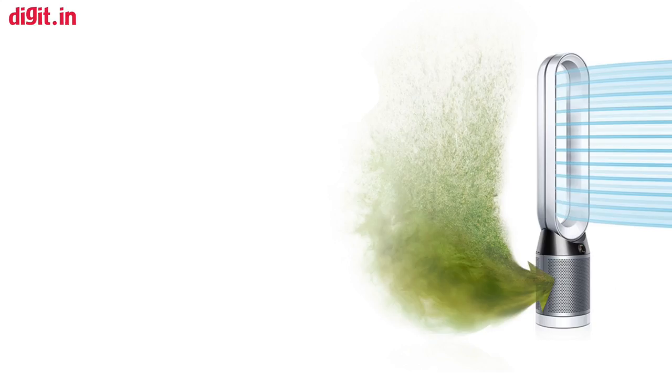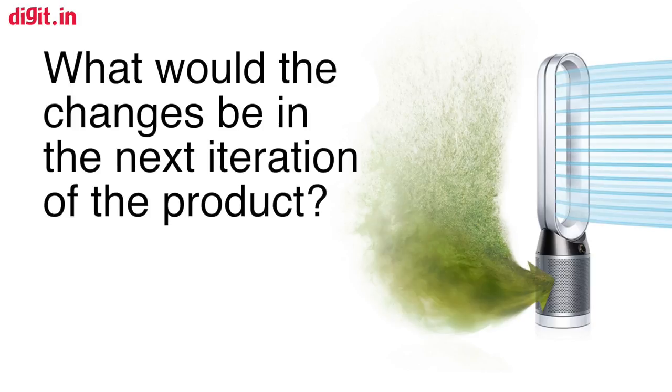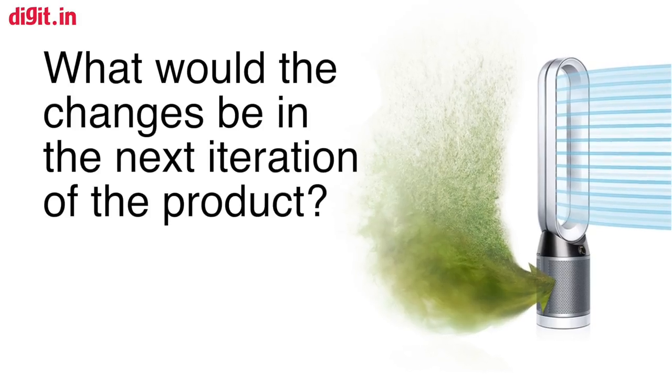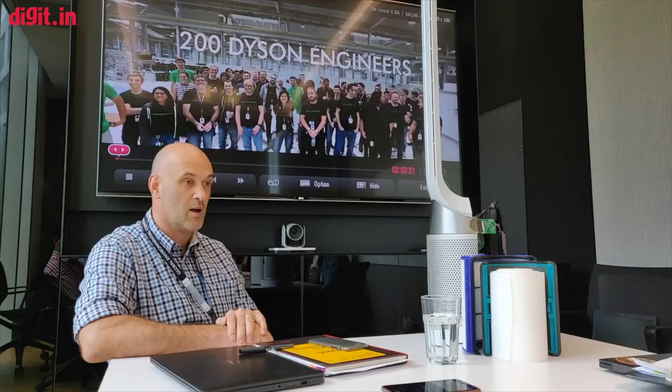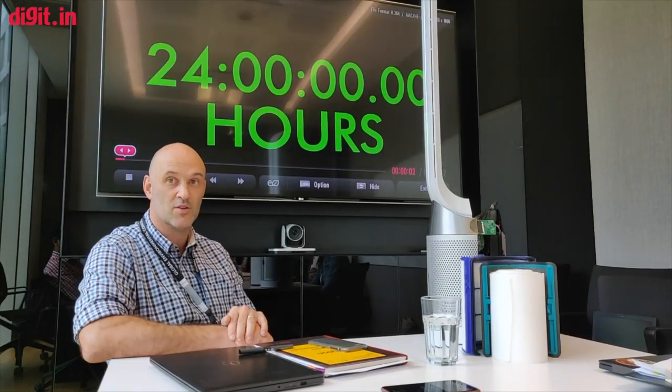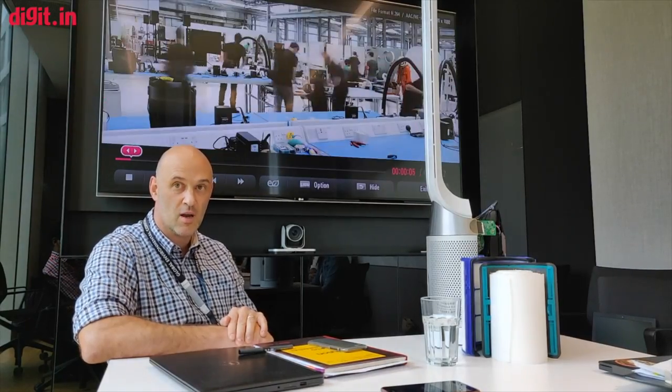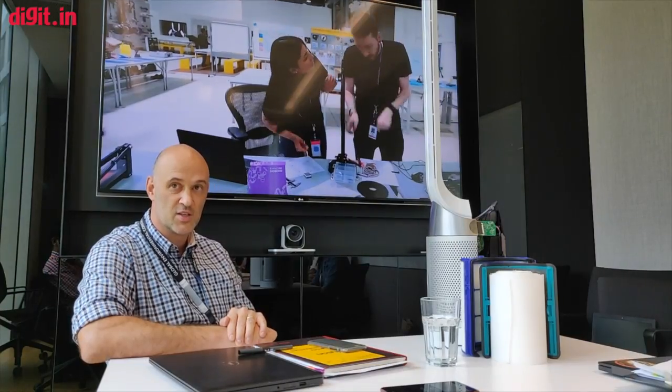So you said that you would like to see some changes in the next iteration. So what would the changes be? The changes would be better, more advanced filtration, better, more advanced sensing, all of the things that for me at the moment, it's not just about the product, it's about what we're trying to solve with the product.